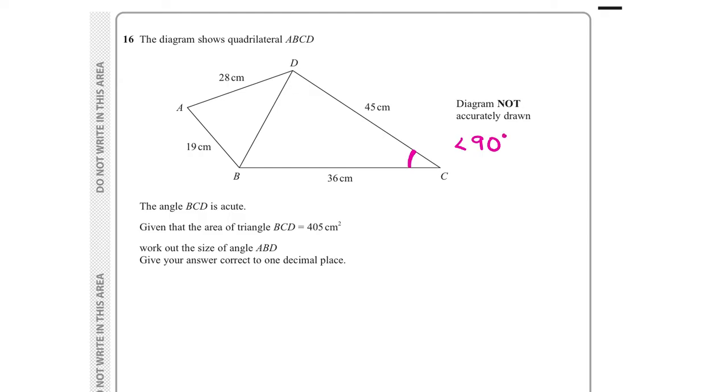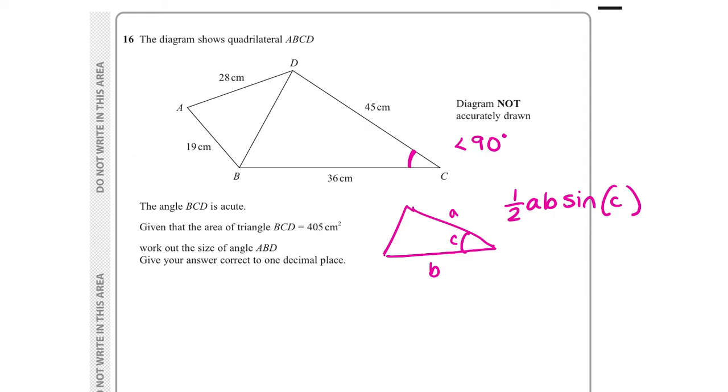It's less than 90 degrees. It's really important we know that fact. Given that the area of the triangle BCD is 405. Okay, is this a right angle triangle? No. So the formula for this is a half ab sine C. Okay? It's in the front, in the formula sheet.